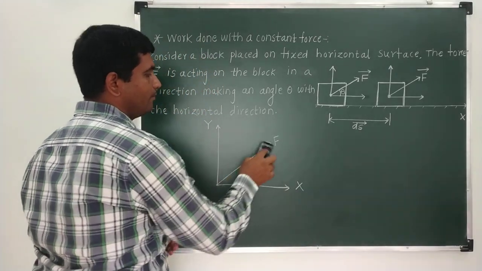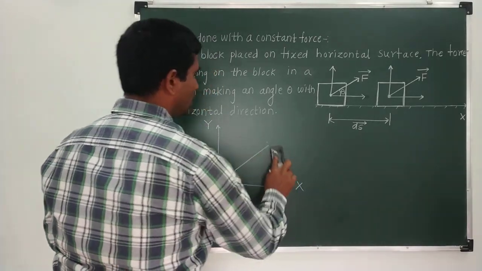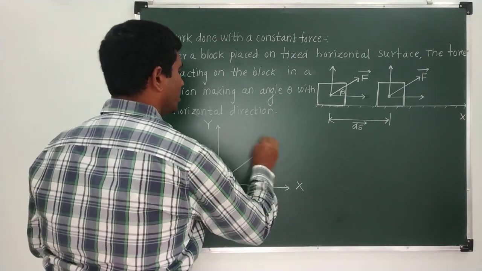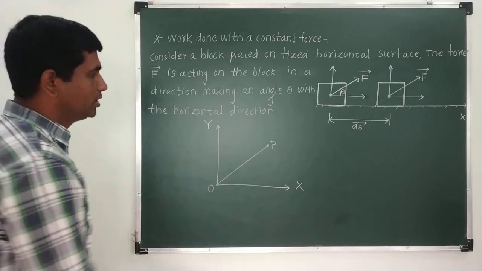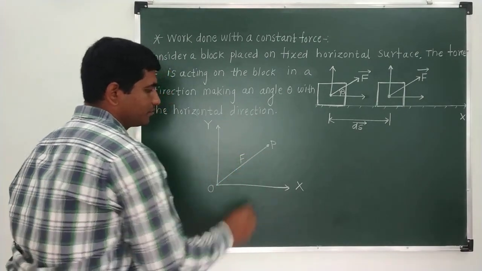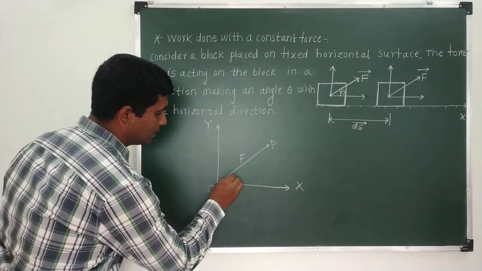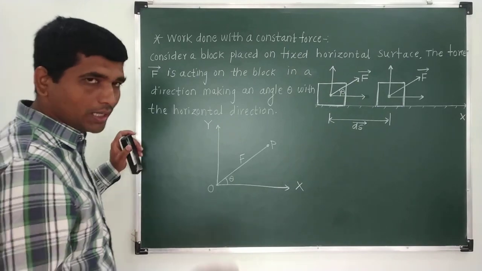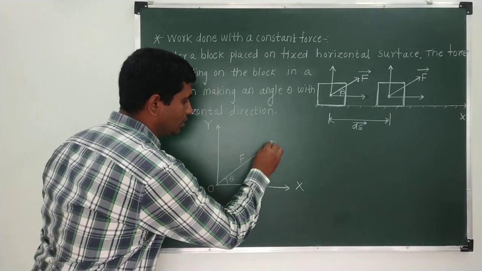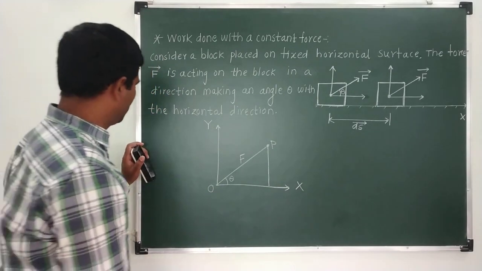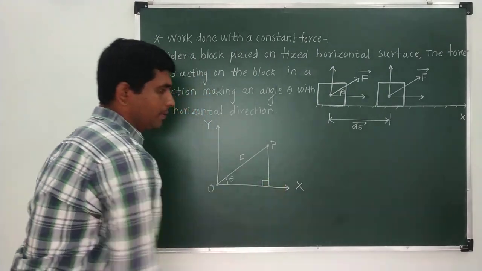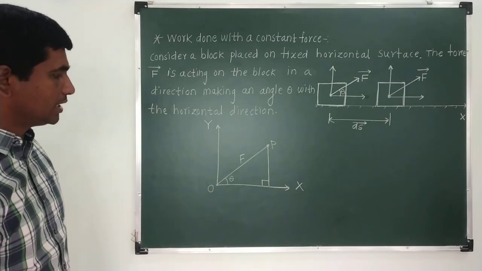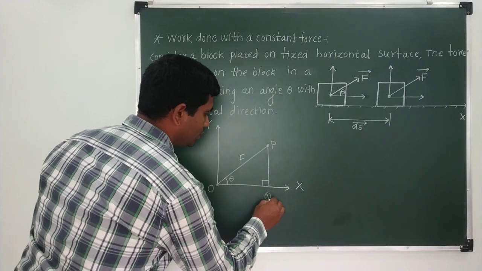This F bar is acting in this direction. Let us say this force is acting at this point, so let us call this point P, and let us call this point O. The magnitude of this force is F, and this force is making an angle theta with the direction of the x-axis. So the diagram is like this. Now I will draw a perpendicular on this axis. So this is my perpendicular. Let us call this point Q.